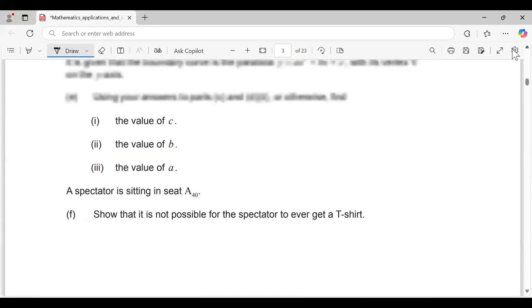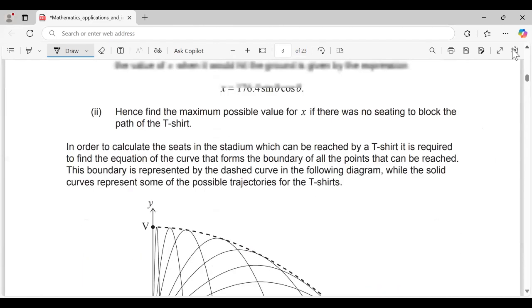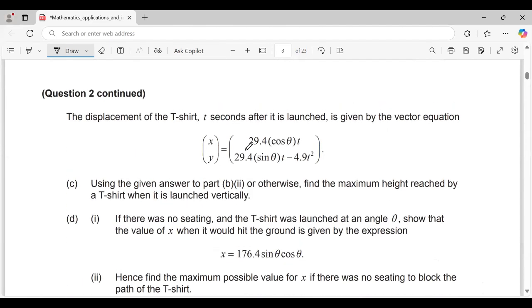Next question, C. The displacement of the shirt 30 seconds after it is launched is given by the vector equation. Using the given answer to part B, part 2, or otherwise, find the maximum height reached by a t-shirt when it is launched vertically.